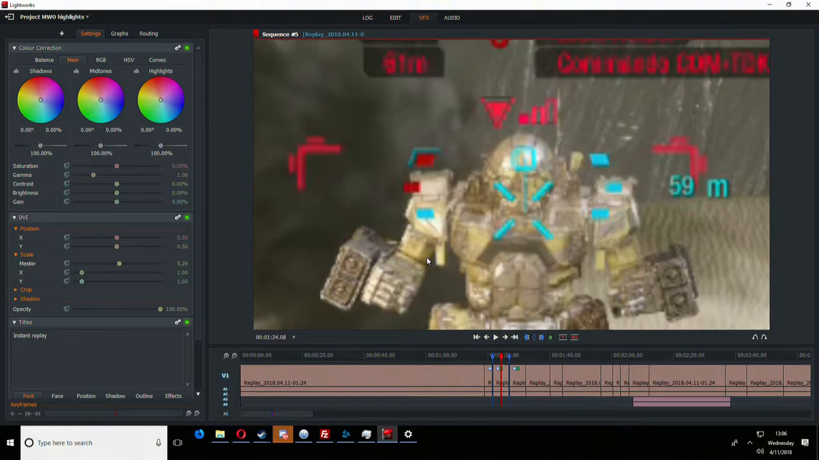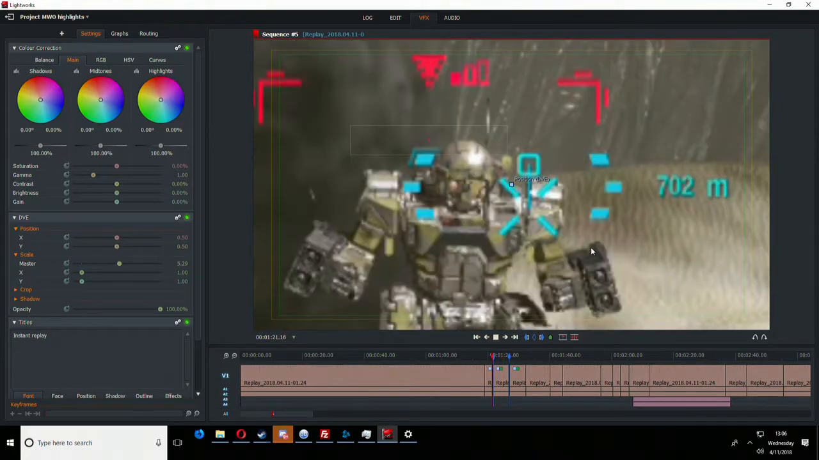So tell me again, weapon convergence isn't a thing in this game. It definitely, definitely is. And the proof is right here, 59 meters. Holy crap, I never knew it was this bad.